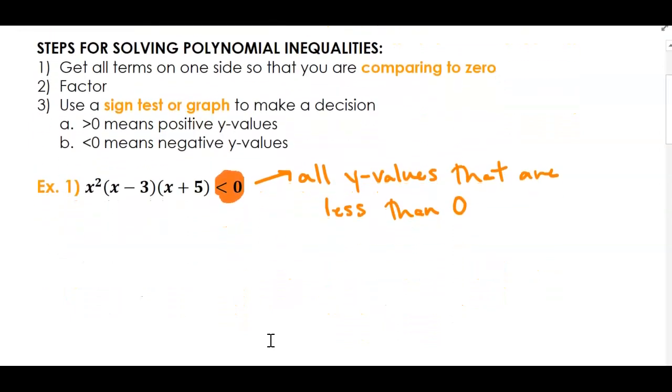One really helpful way to do that is by having a visual, a graph of my polynomial, so I can look at it and say, yes, I see that my graph's below the x-axis here. Those points have y values that are less than 0. Boom, I have my answer.